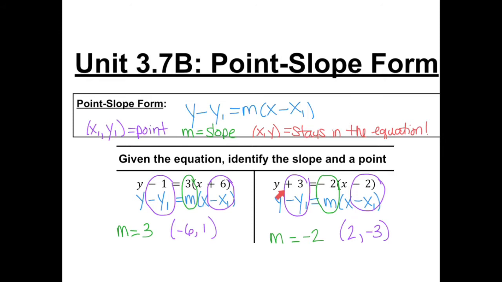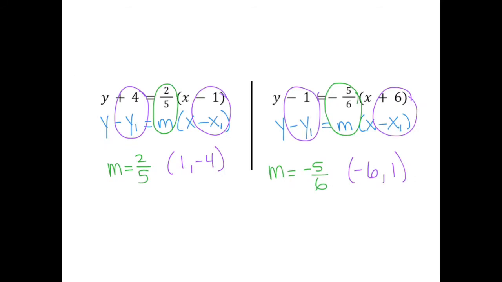Same thing over here. I took my original equation, and underneath it, I wrote the point slope form just so I could match things up. My slope is negative 2. My x value, though it looks like a negative 2, is actually positive. And my y value, it says plus 3, means that it's actually a negative 3. So slope, and a point. The last two, I just did the same thing. So I got 2/5 as my slope, a positive 1 and a negative 4 as my point, a negative 5/6 as my slope, a negative 6, and a positive 1 for my point.